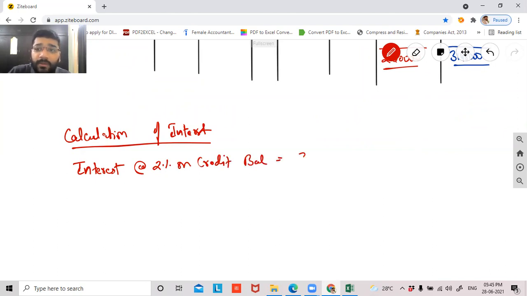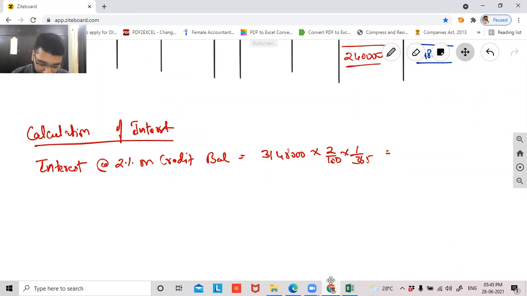So 31,48,000 rupees is the amount, guys, into 2 by 100 into 1 by 365. Please tell me what is the interest amount? 31,48,000 into 2% divided by 365. Are you all getting 172.49? Yes, sir.